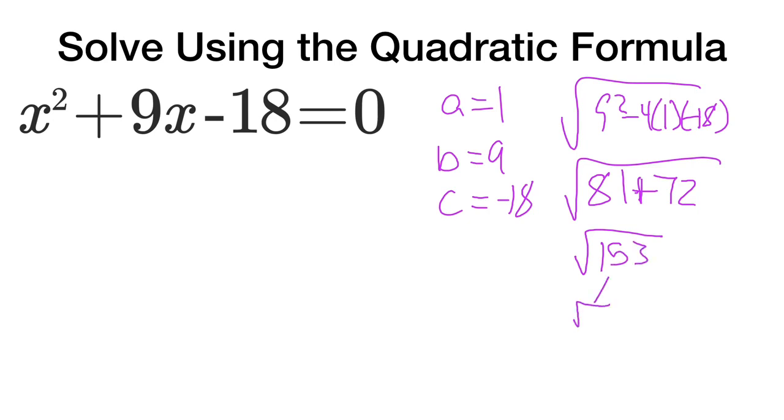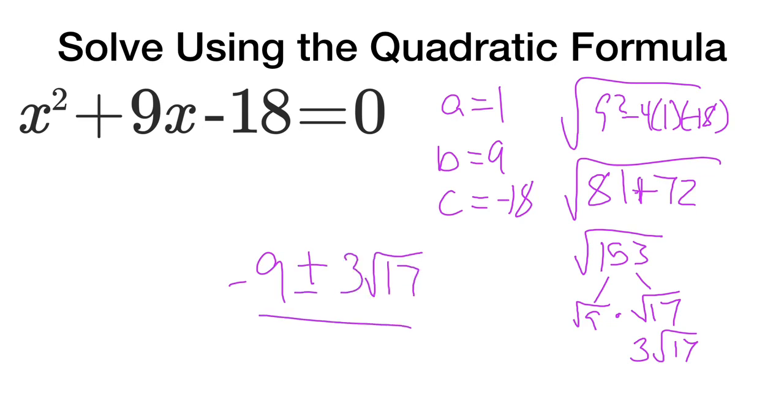153 is the same as the square root of 9 times the square root of 17. So 3 square roots of 17. Since I can't simplify that anymore, it would become negative b, so negative 9, plus or minus 3 square roots of 17 all over 2 times 1 is 2. And that would be our answer.